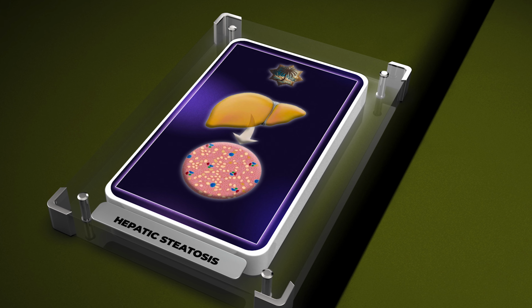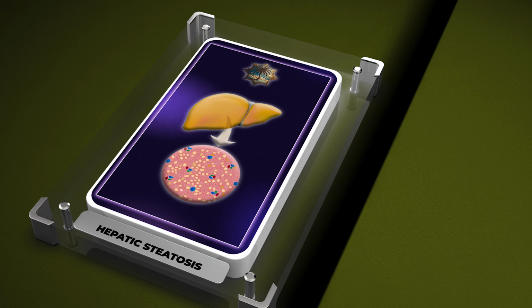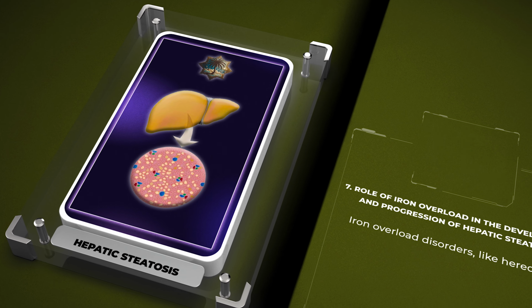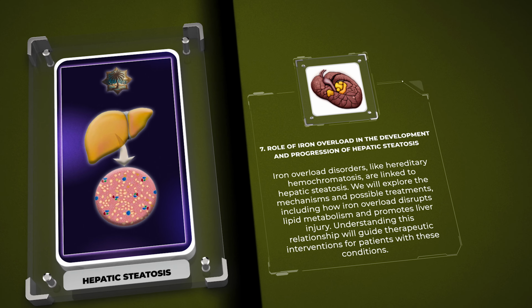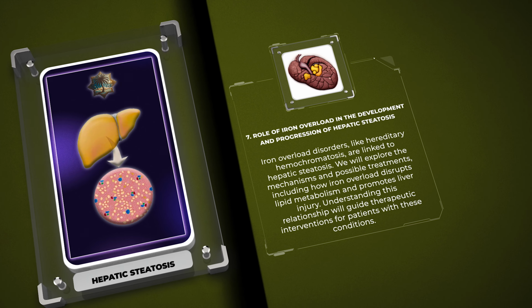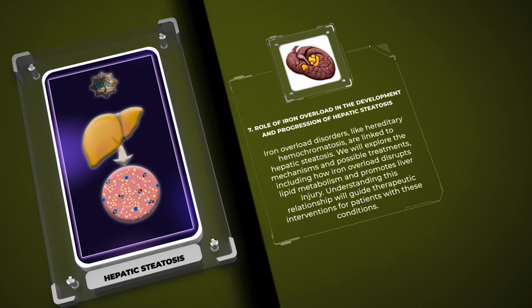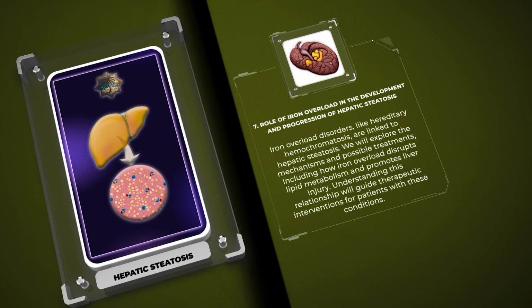Iron overload disorders, like hereditary hemochromatosis, are linked to hepatic steatosis. We will explore the mechanisms and possible treatments, including how iron overload disrupts lipid metabolism and promotes liver injury. Understanding this relationship will guide therapeutic interventions for patients with these conditions.